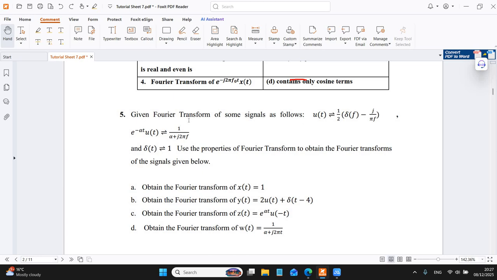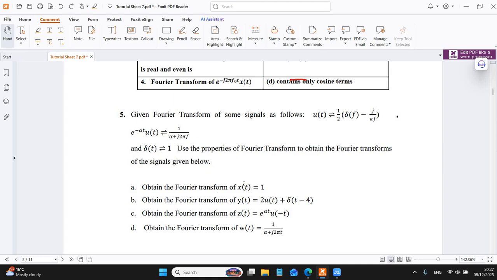So for question number 5, I will write it down and show you. It is given that u of t has the Fourier transform half of delta of f minus j over pi f. Also e power minus alpha t into u of t has the Fourier transform 1 over alpha plus j2 pi f. And delta of t has the Fourier transform 1.